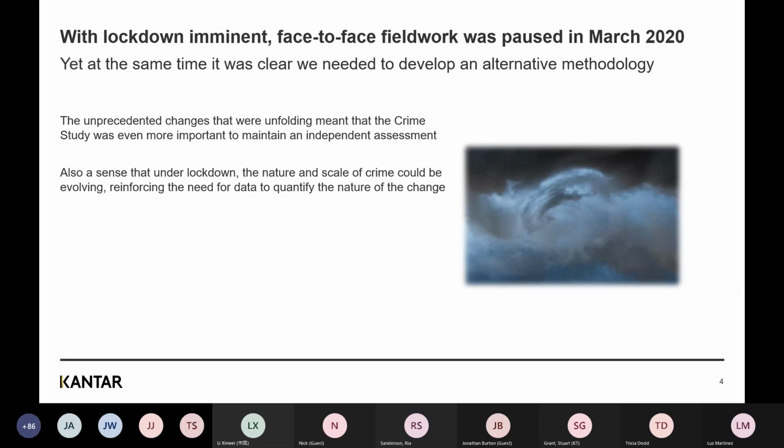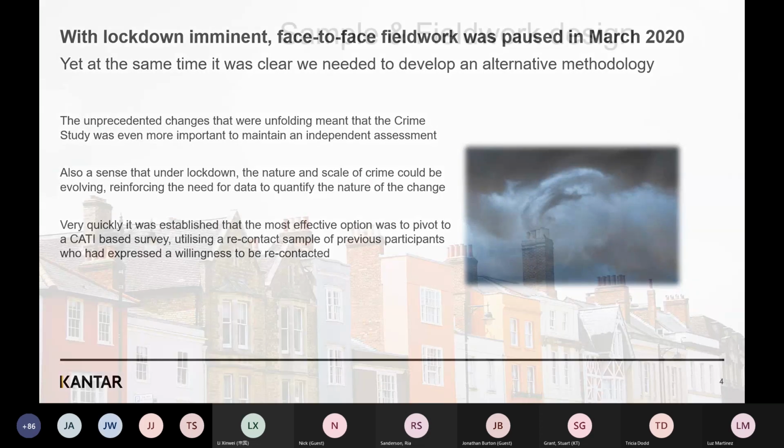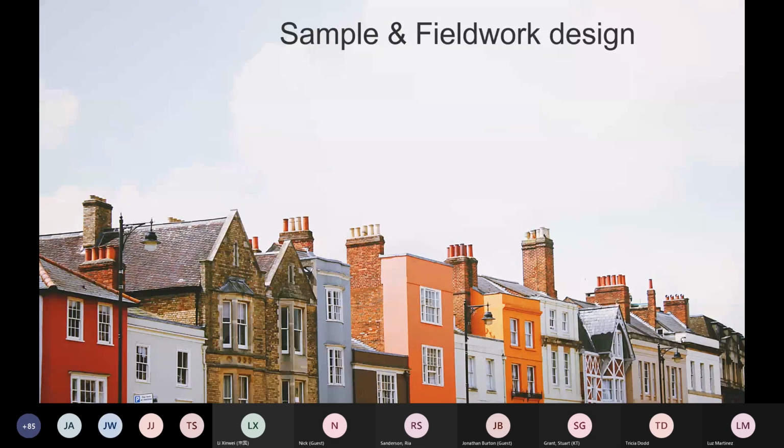Similarly as well, there was a sense that during lockdown, the nature and scale of crime could well be evolving, and we needed to be able to understand the nature of that change as well. Quickly, it was established that the most effective option was to switch to a CATI-based survey, utilising a recontact sample of previous participants who expressed a willingness to be recontacted. And I'm now going to hand over to Joel, who's going to take you through the next few slides, starting with sample and fieldwork design.